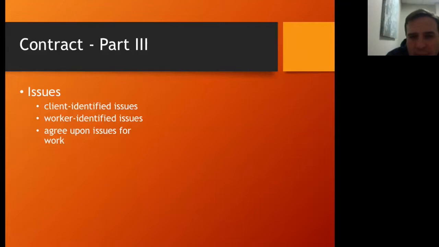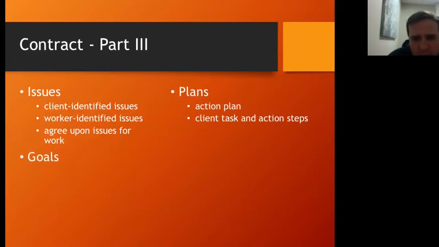And so you want to make it, again, collaborative. You want to make sure that their identified issues are in there, but also you want to bring your clinical knowledge to the work. You want to set goals and plans, the action plan. What are you going to do? If it's within your agency, how often do you want to come? What type of services make sense for you?